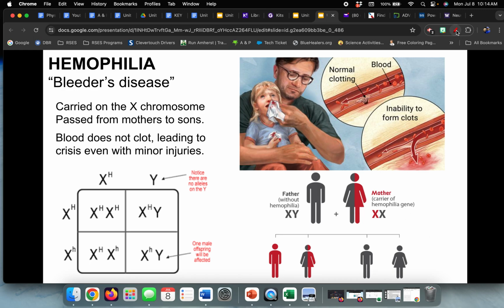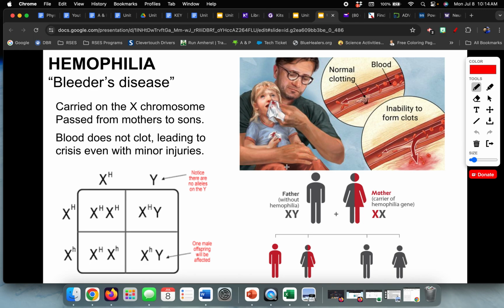If you're good at genetics from biology, this is a sex-linked trait because it's only carried on the X chromosome, which means even if the dad has it, he's not able to pass it on to a boy because he's only going to give Y chromosomes to a boy.